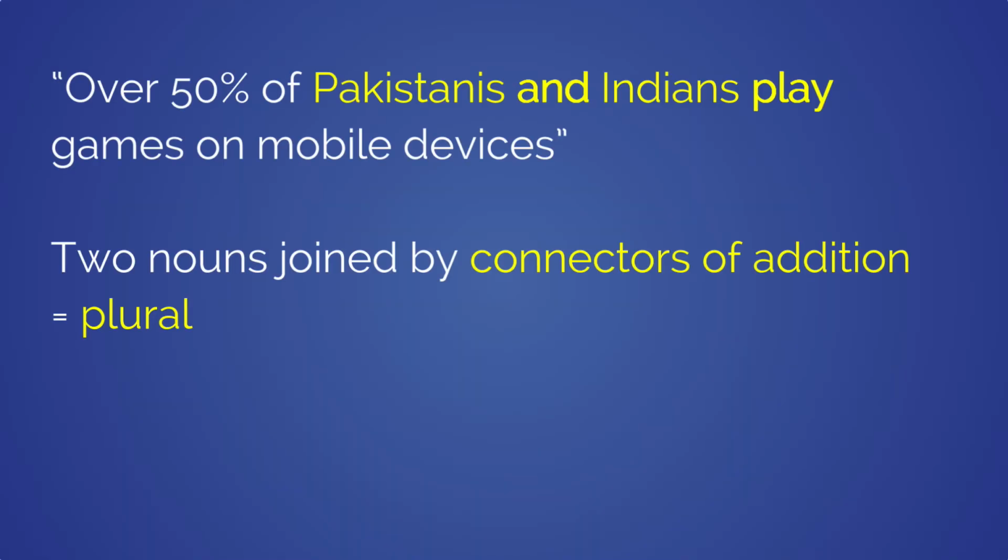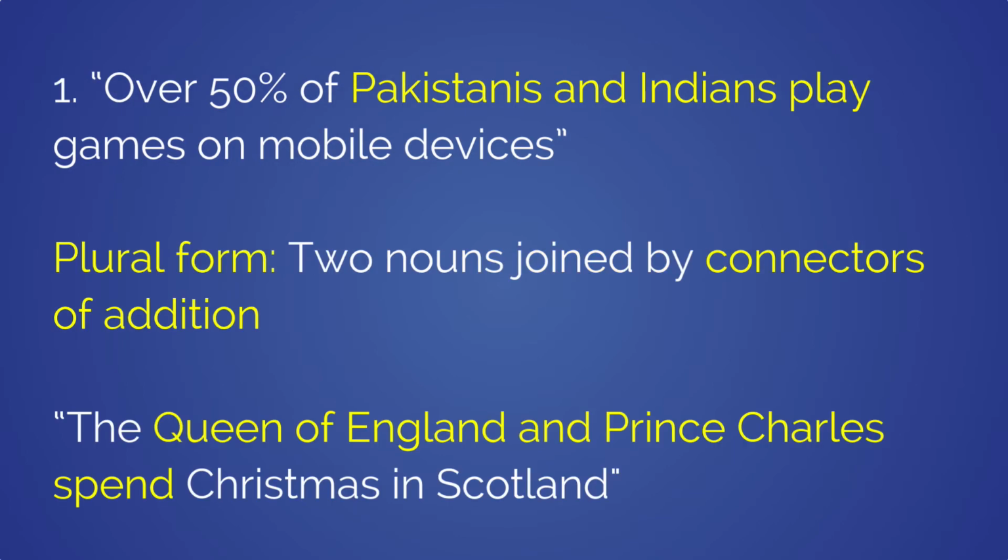Firstly, nouns which are connected together by connector words. First of all, where you have 2 or more nouns joined by the connector and, the noun is considered plural, and so you use a plural verb. So, for example, Pakistanis and Indians play. We have 2 nouns joined by and, so we use the plural form of the verb. Another example here, the Queen of England and Prince Charles spend Christmas in Scotland.